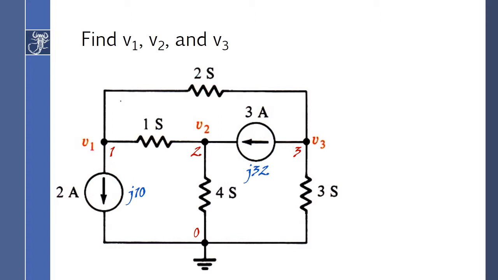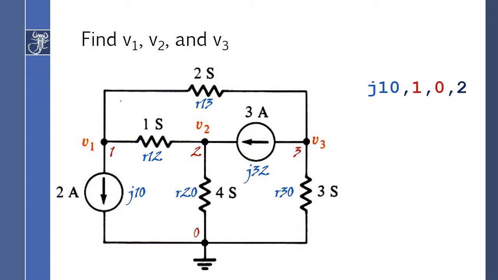Now, to describe the conductances, we use resistors. R20 is a resistor between 2 and 0. R30, R13, and R12. So now we can describe the circuit.